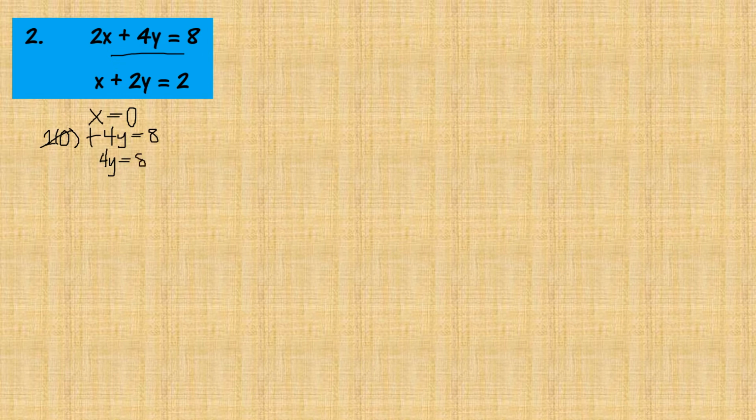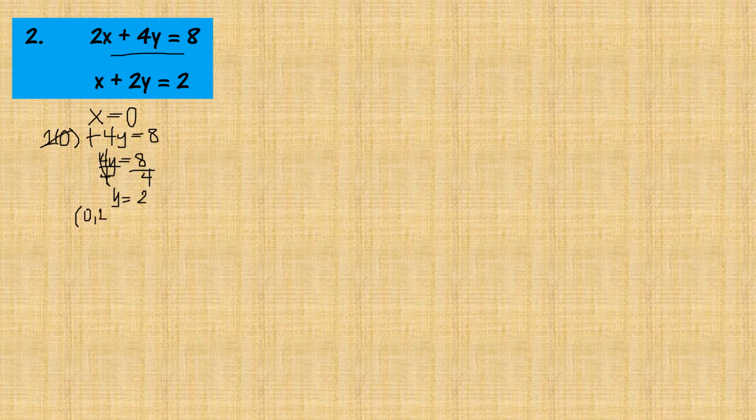Then, for us to get the value of y, divide both sides by 4 po siya. 4 divided by 4 is 1 or cancel. Then, ang naiwan is y. 8 divided by 4 will give us 2. So, yung ating unang ordered pair dito ay 0 and 2.